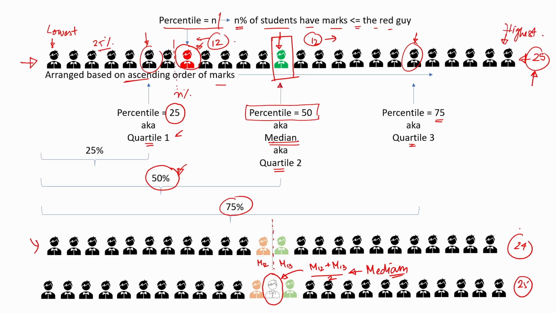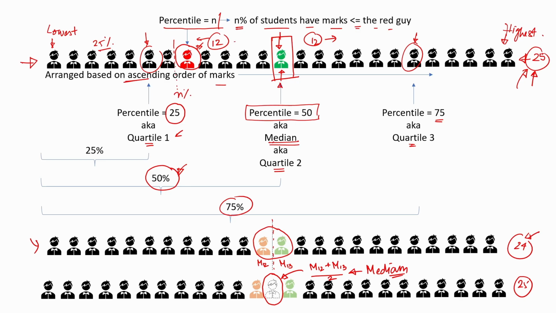Therefore, whenever you are given an odd number of samples, the exact center will be the median. But if you are given an even number of samples, always take the 2 observations at the middle and then take the average. That will be your median. So I hope you have understood the percentile and quartile concept and the concept of median.